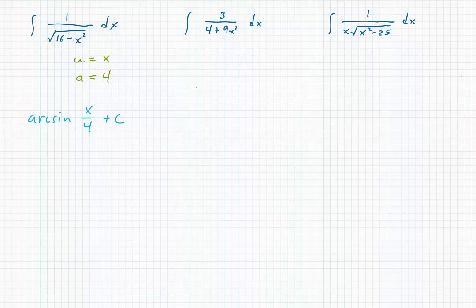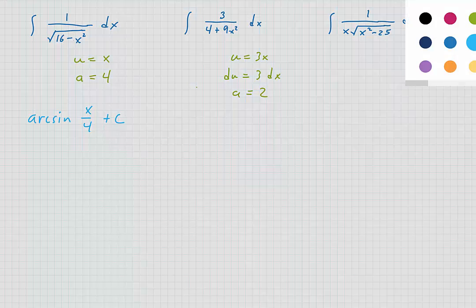For the next problem, we don't have a square root in the bottom. That's a good sign that we might be looking at the tangent. So in this case, we'll let u be equal to 3x, since 3x times 3x is 9x squared. We'll note that du is equal to 3dx. And we'll note that a must be 2, since the 4 is a squared.